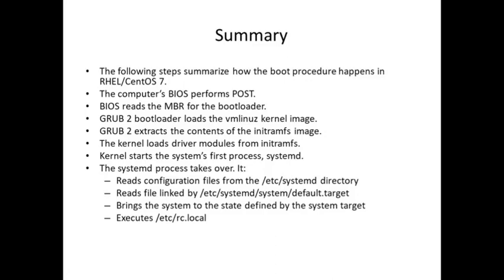The following steps summarize how the boot procedure happens in RHEL 7 and CentOS 7. The computer's BIOS performs POST, the power-on self test. Then BIOS reads the MBR for the bootloader. Then the grub2 bootloader loads the vmlinuz kernel image. grub2 then extracts the content of the initramfs image. The kernel then loads the driver modules from initramfs and starts the system's first process, systemd. Once the systemd process is started, it takes over and reads its configuration files.